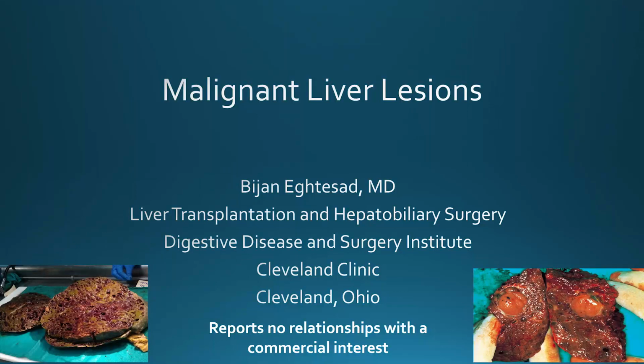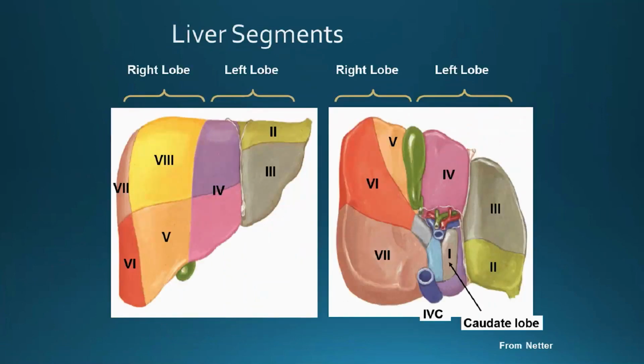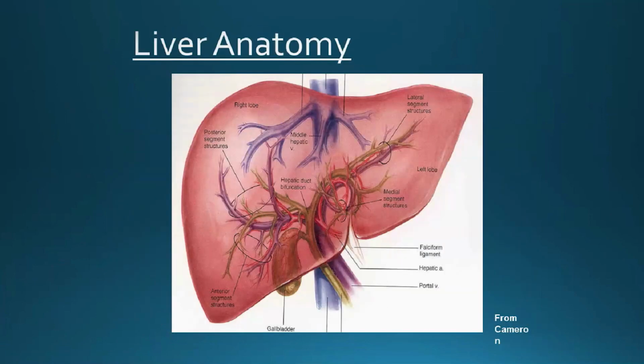Today I am going to discuss malignant liver lesions. Anatomically, the liver is divided into two lobes, right and left, and 8 segments with completely divided vascular and biliary structures.